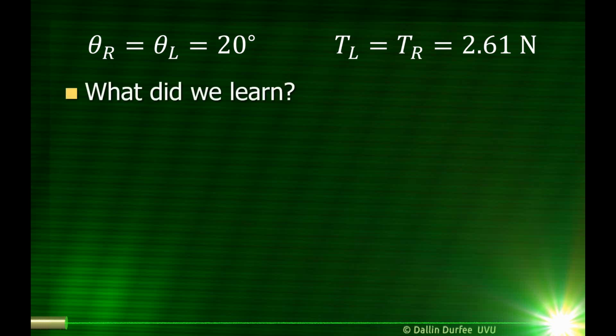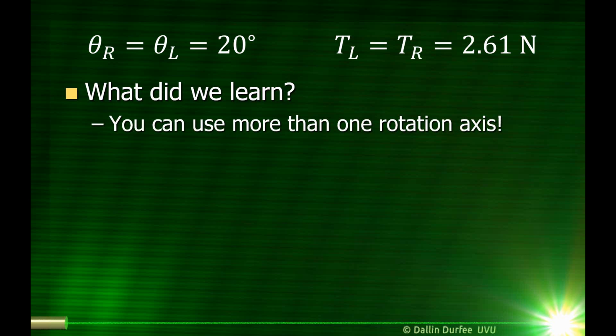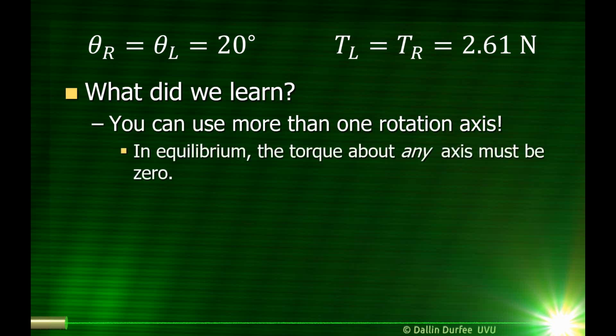Otherwise, the sign will not be in equilibrium, and it'll start to move or start to rotate, or both. Okay, what did we learn working these example problems? Again, we learned that you can use more than one rotation axis. In equilibrium, the torque about any axis must be 0. So you can choose which axis you want, and oftentimes working one problem, we will use multiple axes to get multiple equations with different pieces of information in the simplest form.